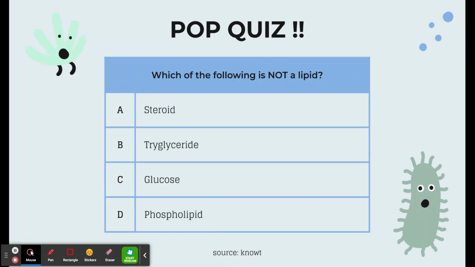Pause the video and see if you can answer this question. The correct answer is C. We just covered that glucose is a carbohydrate and not a lipid.